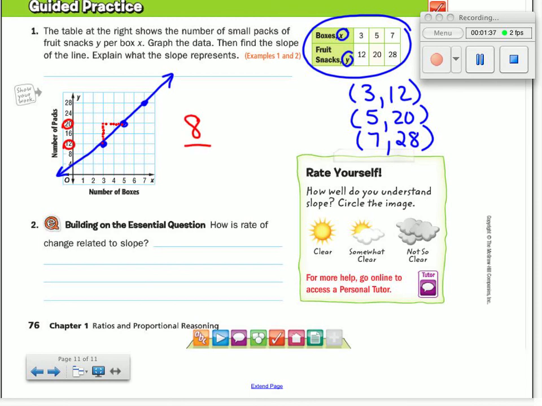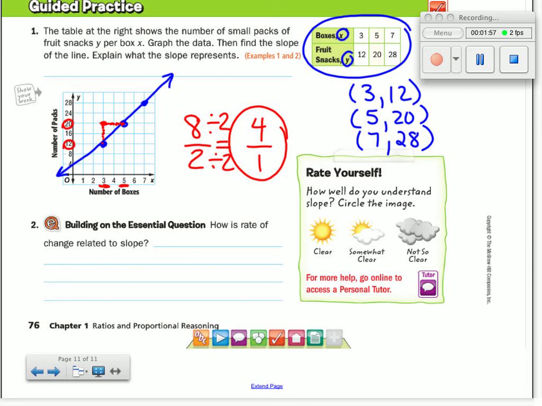And now it's going to run from right here all the way over to here. So it went from the 3 over to the 5. So how much did it run then? 2. Now we do want to reduce this, so we're going to divide by 2, and we end up with 4 over 1. So this is your slope.